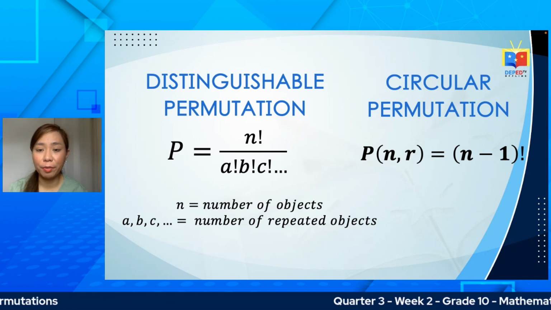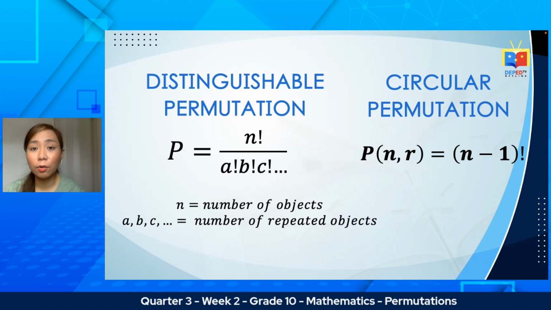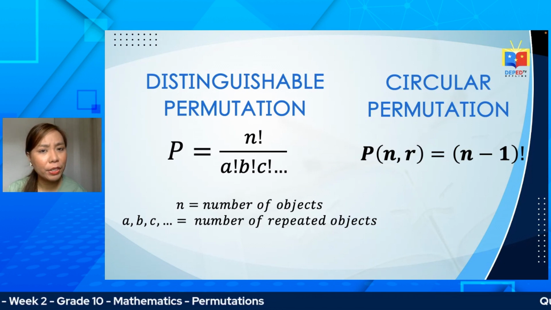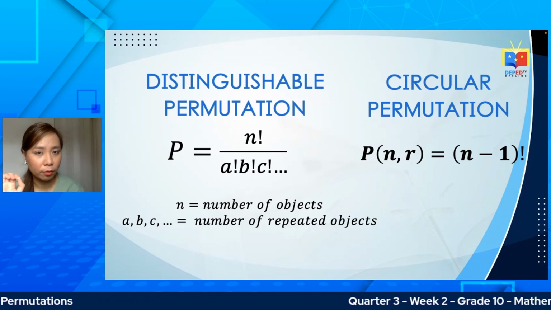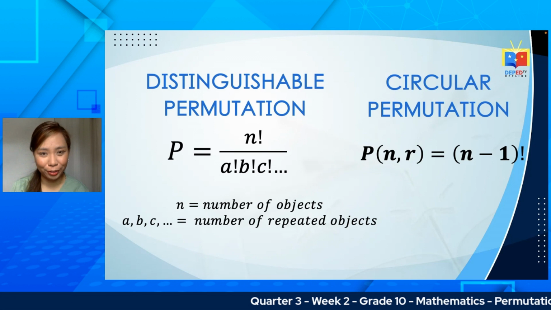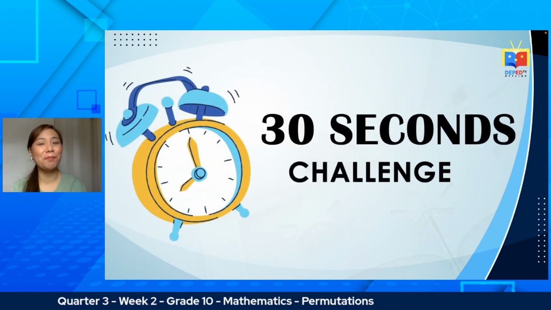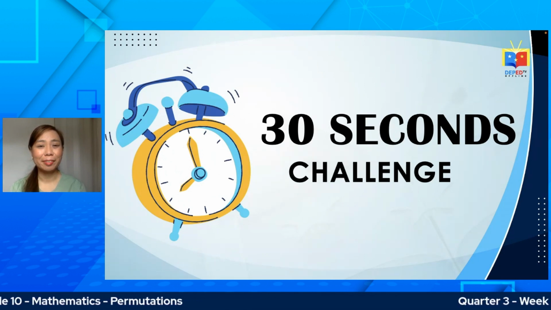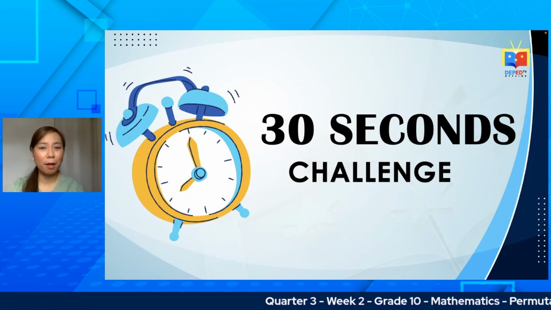For the circular permutation, we use the formula P is equal to the quantity n minus 1 factorial. Just remember that we have to fix one object, n minus 1, then get its factorial. With all this, I guess you are ready for the 30 seconds challenge. Prepare your paper and pen, and let's try to solve the problems.